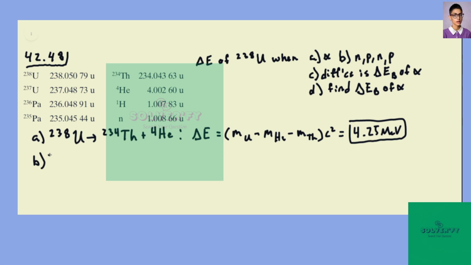So for part B here, we have our uranium, which we pull out a neutron, so that turns into uranium-237 plus a neutron. Then we have our uranium-237, and we take out a proton. And so this becomes protactinium-236. I think Pa is protactinium. Plus a proton.